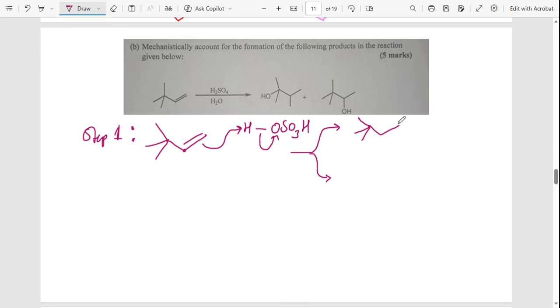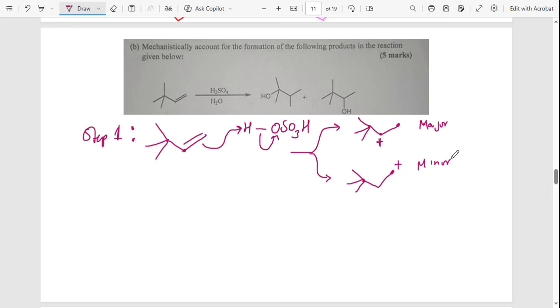So if the hydrogen has attached on the carbon on the end, it means that this carbon that is here is going to be deficient of electrons, so it's going to have a positive charge. But if the hydrogen attaches on the carbon in the middle, it means that the carbon that is going to be deficient of electrons is actually the one on the end. This is the one that will be carrying a positive charge. Now this one is going to be the major product, and then the one that is down is going to be minor.